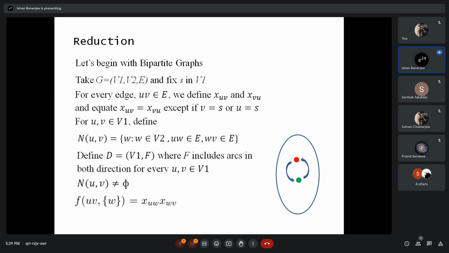Then we define the function f, which takes UV as an input, which is an arc. If W is one of the members of the neighbors of U, V, we define f in the following way: it is XUW and XWV. And in all the other cases, f will return 0.